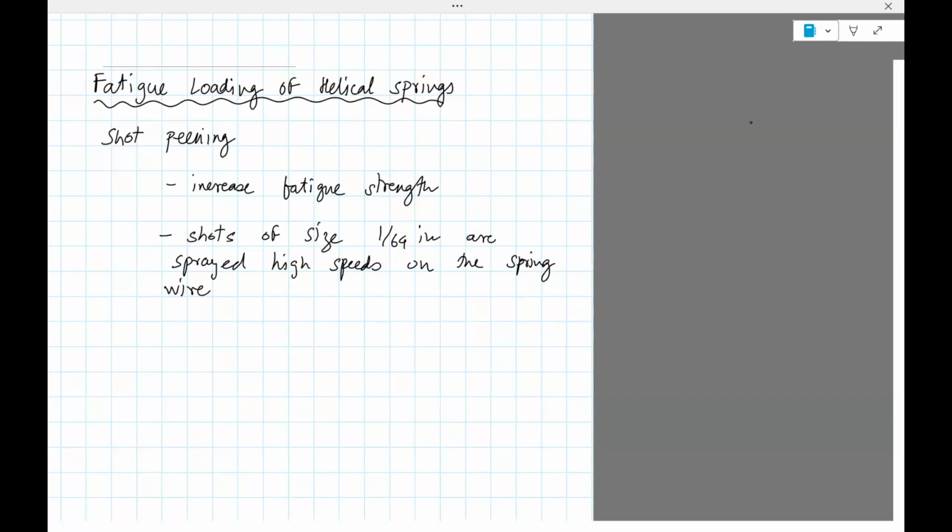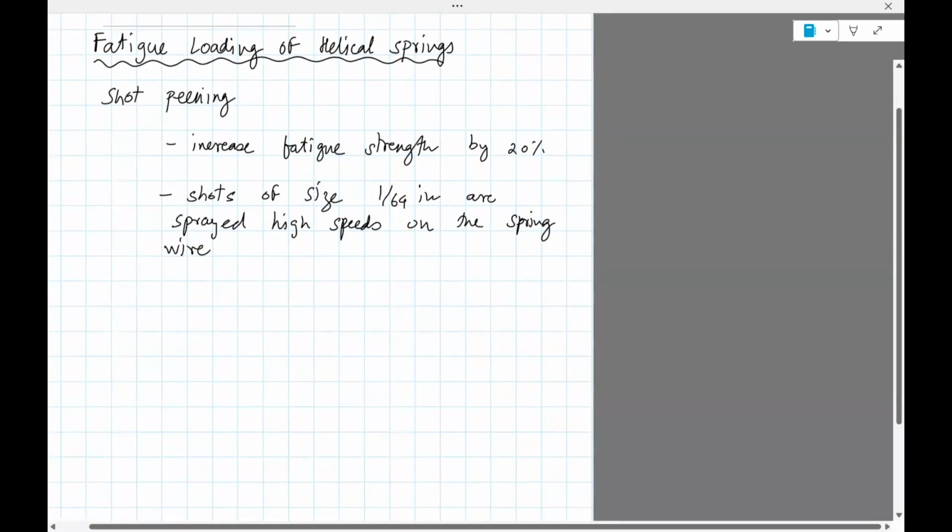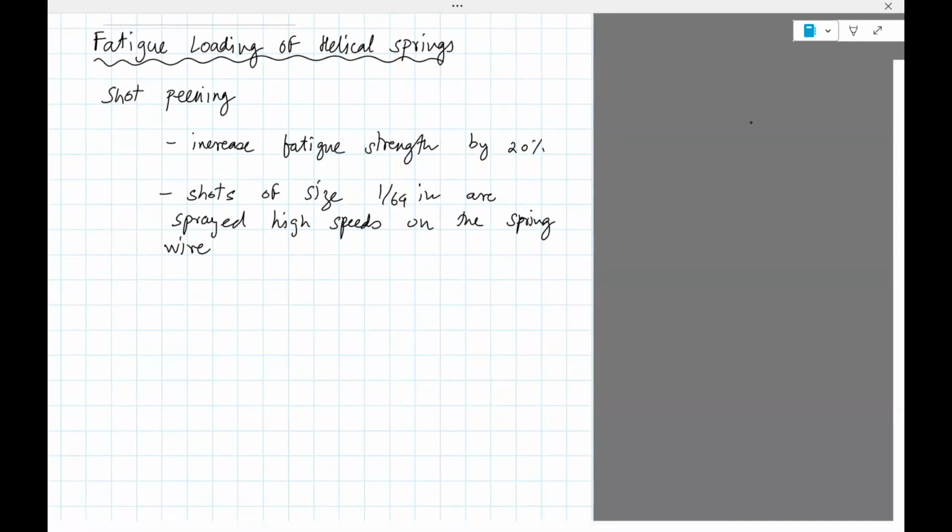And the act of doing that actually increases the strength of the spring by 20%. So it increases fatigue strength by approximately 20%. Okay, so that is what shot peening is. Now let's get to the part on springs for fatigue loading.